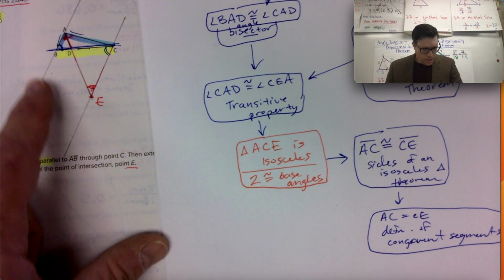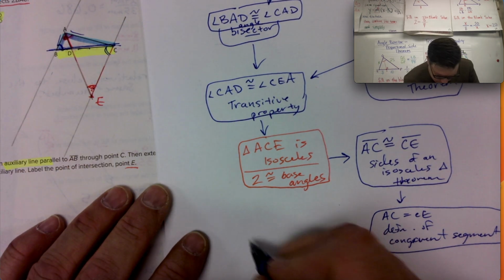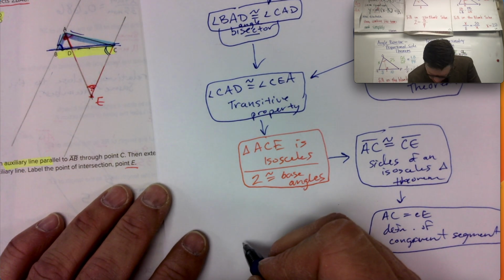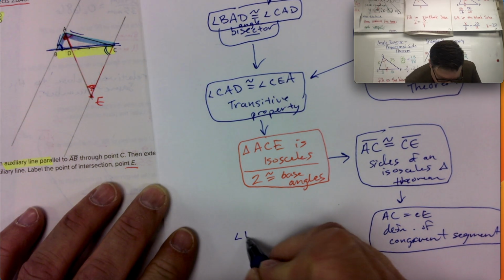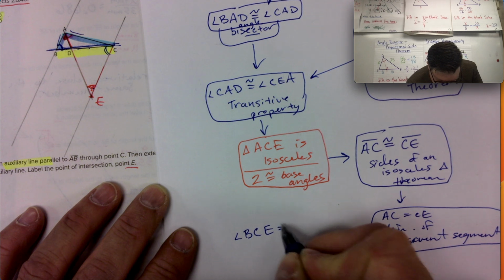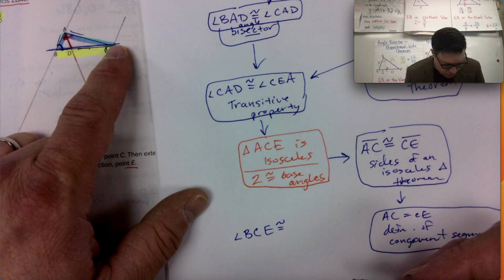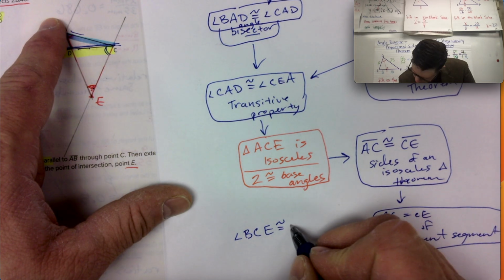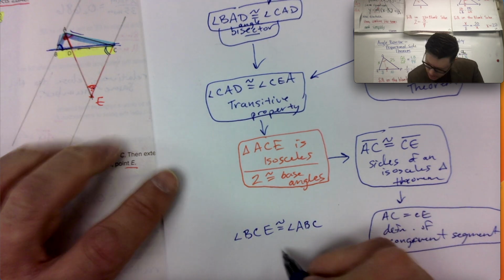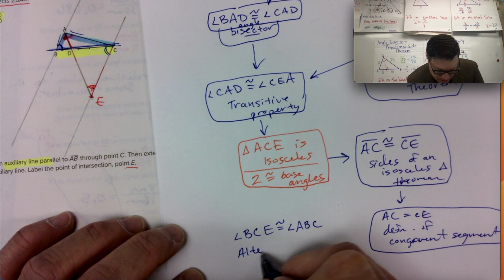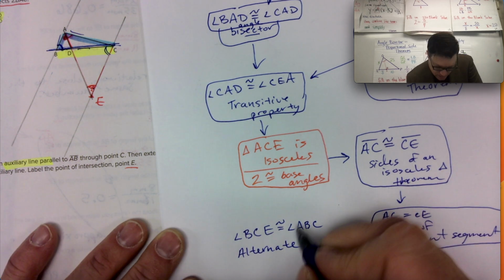So angle BCE, where would that go? Angle BCE, just leave it. Angle BCE is congruent to angle CBA, or they say, let's go alphabetical, ABC. And this is because they're alternate interior angles.